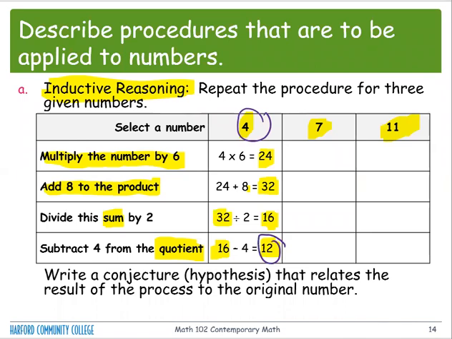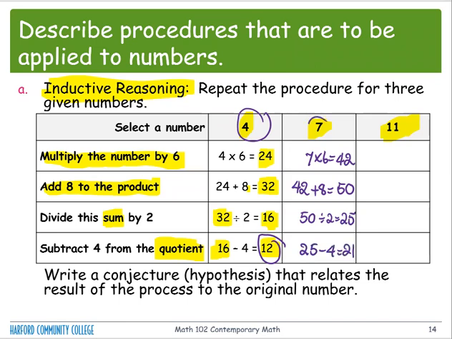The next one, the number given is 7. Multiply the number by 6. So 7 times 6 is 42, and this becomes the product. Now we add 8 to the product. The product 42 plus 8 gives 50, and 50 is called the sum. We divide this sum by 2. So the sum 50 divided by 2 gives 25, and 25 is called the quotient. We subtract 4 from the quotient. So 25 minus 4 becomes 21.